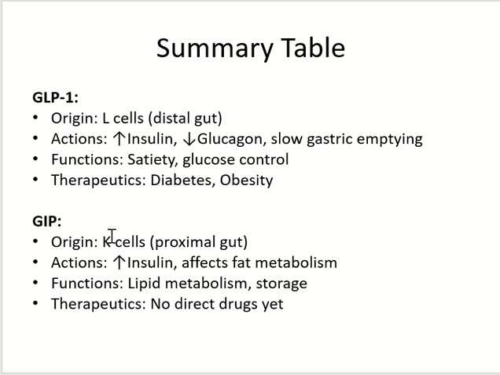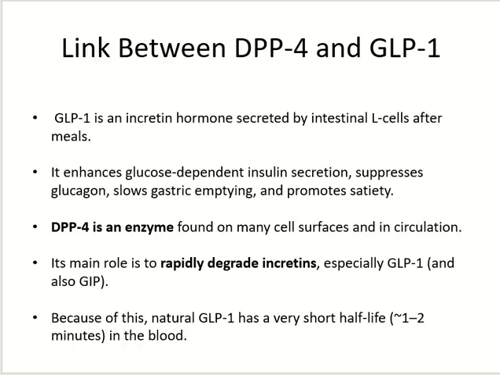GIP is released by the K cells from the duodenum and jejunum. It also increases insulin, but it has a major effect on fat metabolism. So its main function is that it helps in lipid metabolism and storage of fat. Therapeutically, remember there are no direct drugs or agonists available for GIP. So clinically, the effective incretin is GLP-1. We'll go into further details about GLP-1.